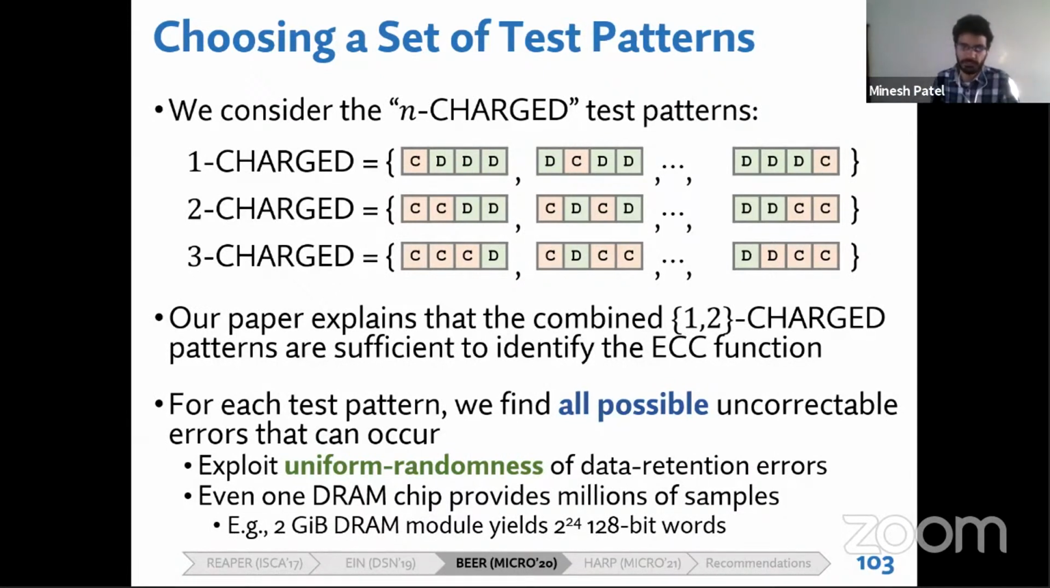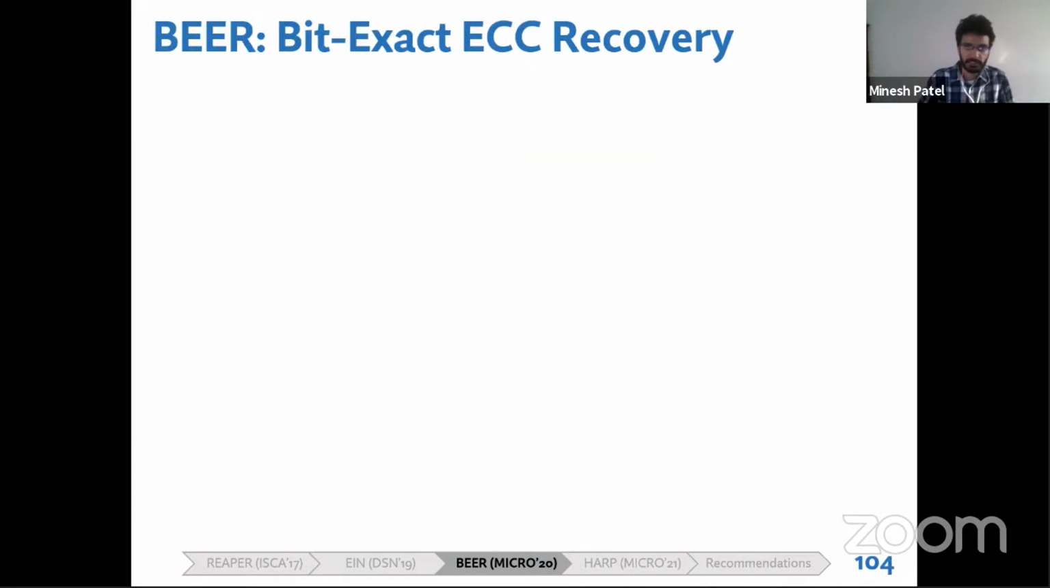For example, a 2 GB DRAM module yields 2 to the 24 128-bit words. And across all of those 2 to the 24 words, it is extremely likely that we've observed all the possible combinations. So putting this together, we arrive at a 3-step methodology, which is BEER.